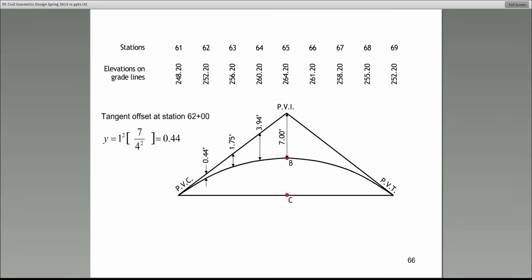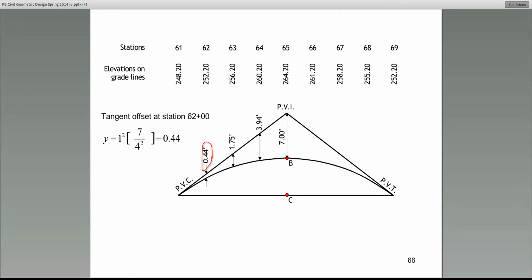At station, okay, at station 62, it's 0.44. Matthew says 0.44, and several of you are saying 0.44. Amjad says it's 1.75 at station 63.